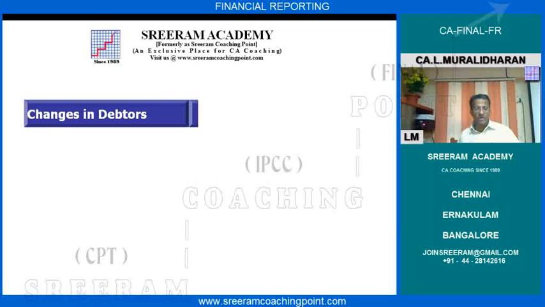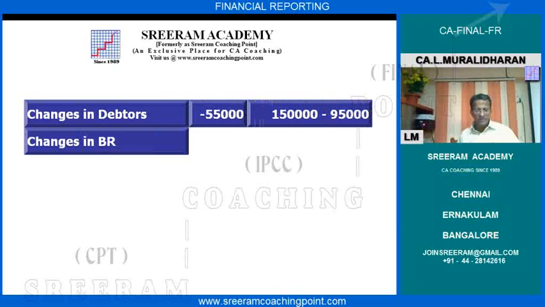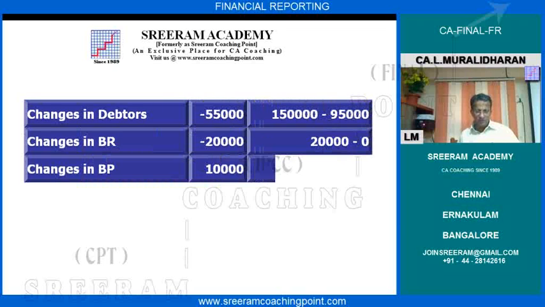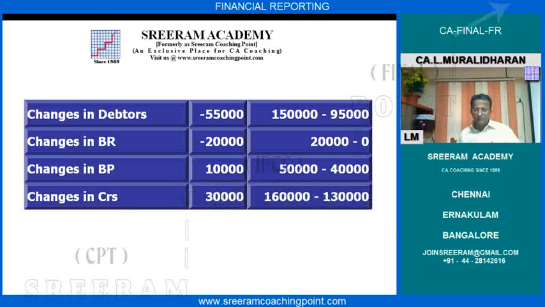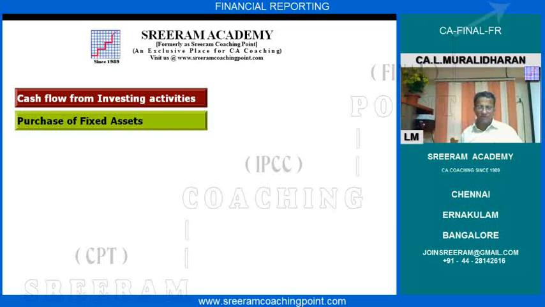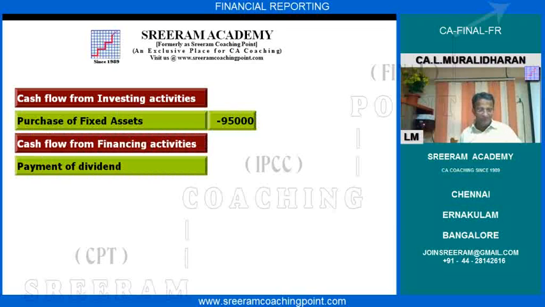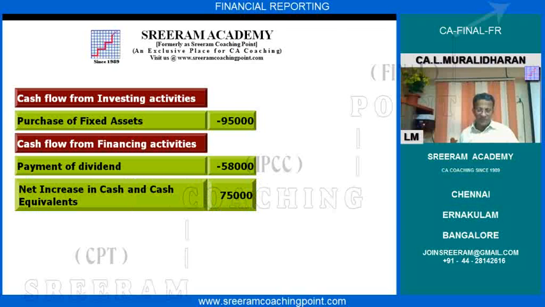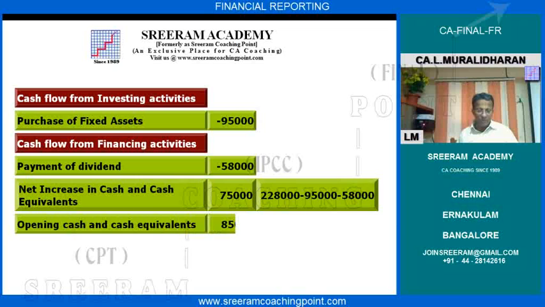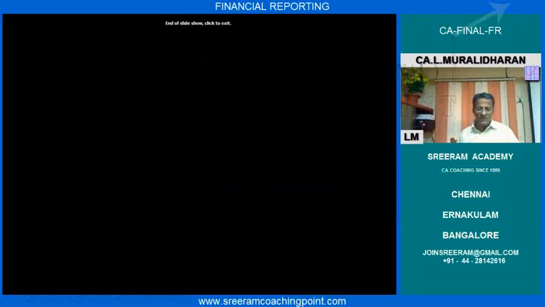Cash flow from operating activity: changes in debtors, bills receivable, bills payable, and creditors. All put together, it comes to 2,28,000. Cash flow from investing activities, purchases, and cash flow from financing activities. All those changes, if you look at it, come to 75,000 rupees net increase. Opening balance 85,000, closing balance 1,60,000. With that, this solution comes to an end.